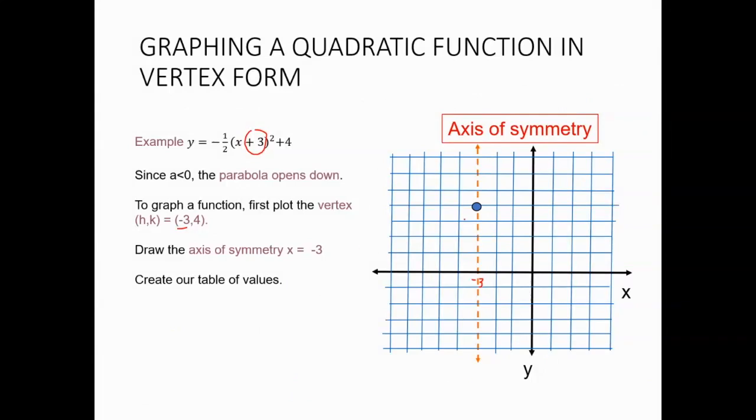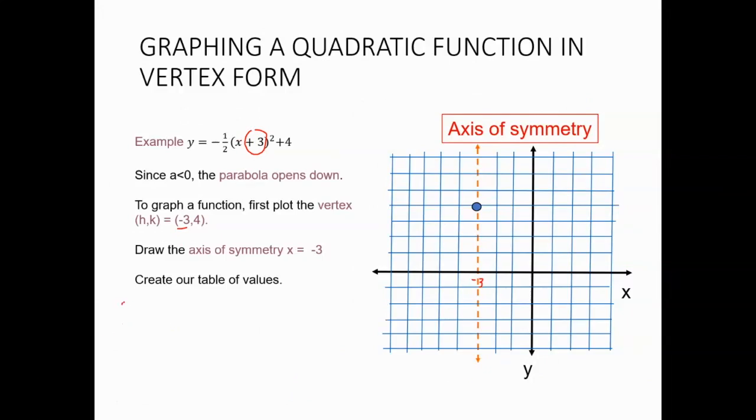And then we can draw our axis of symmetry, which I've drawn ahead of time because I knew it would be messy, through that. So our axis of symmetry is just x equals whatever value we pulled out for h. So x equals negative 3, that's my axis of symmetry.